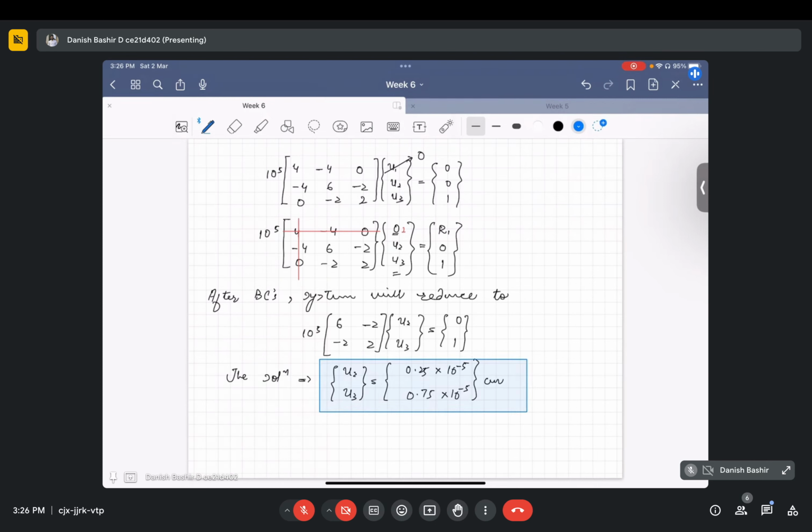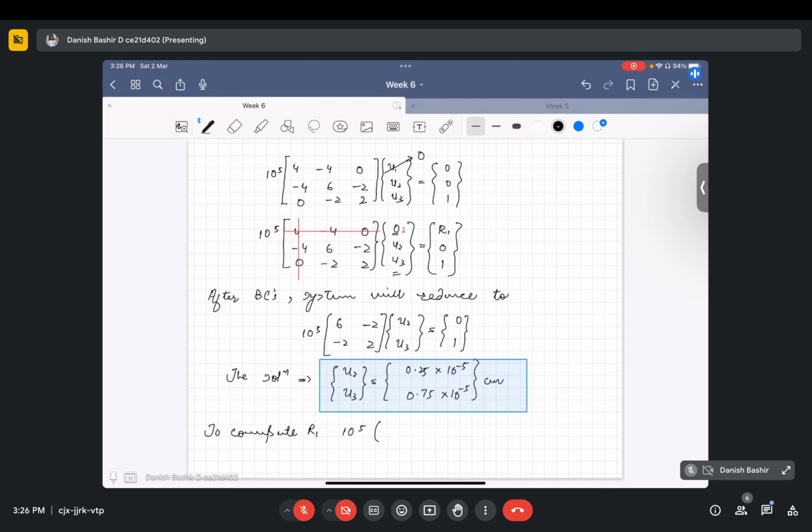We got our nodal displacements. Then the reaction can be computed. We have to compute this R1. So we can take this system of equations. We have to multiply this row with this vector, and that will be equal to R1. So first we will write that equation to compute R1. I told you 10 to the power 5 minus 5 will be common.